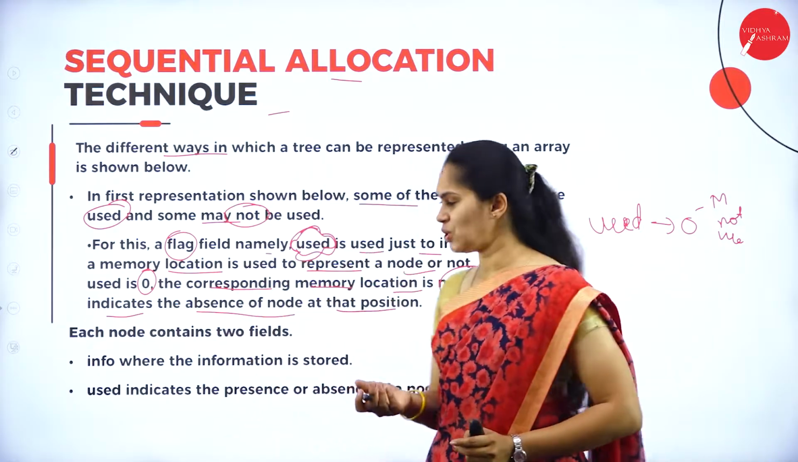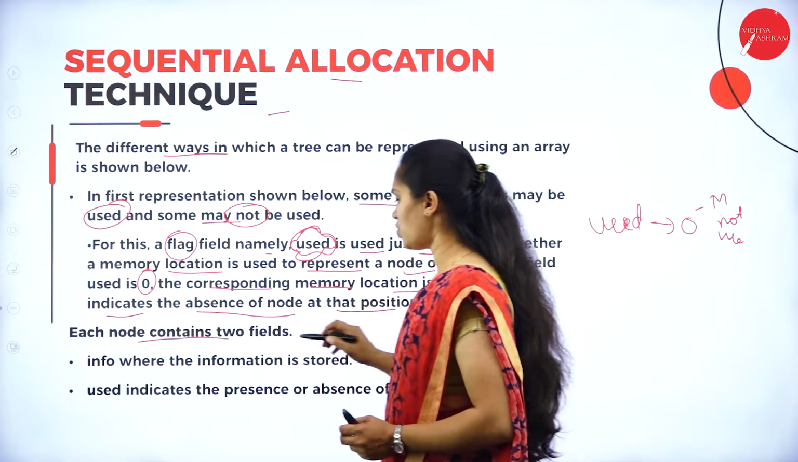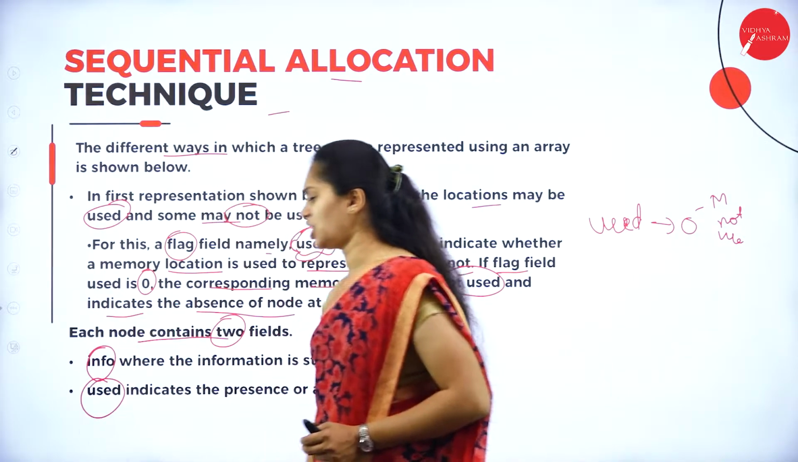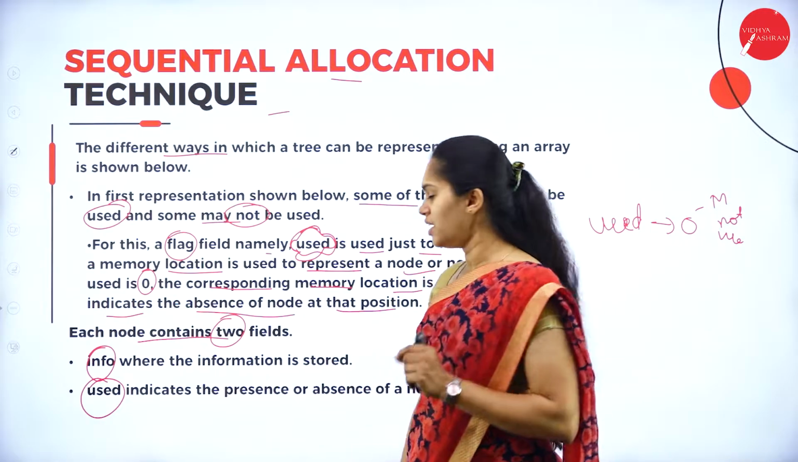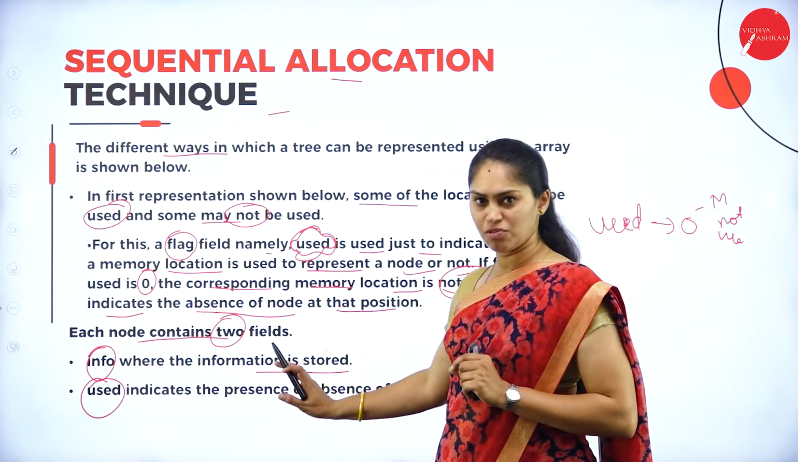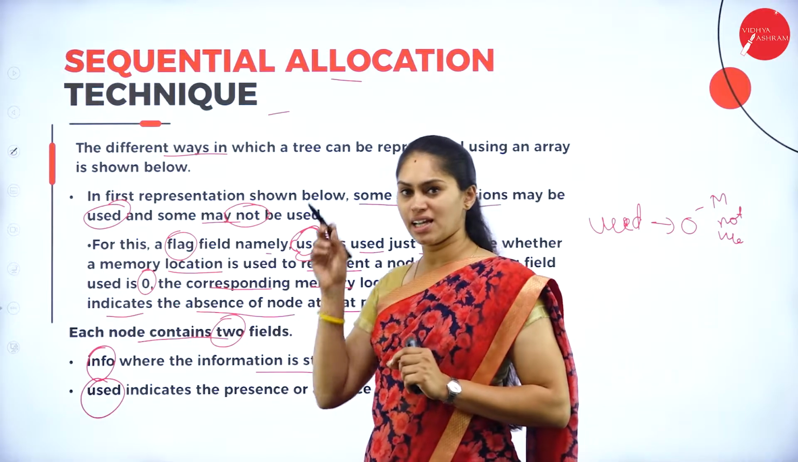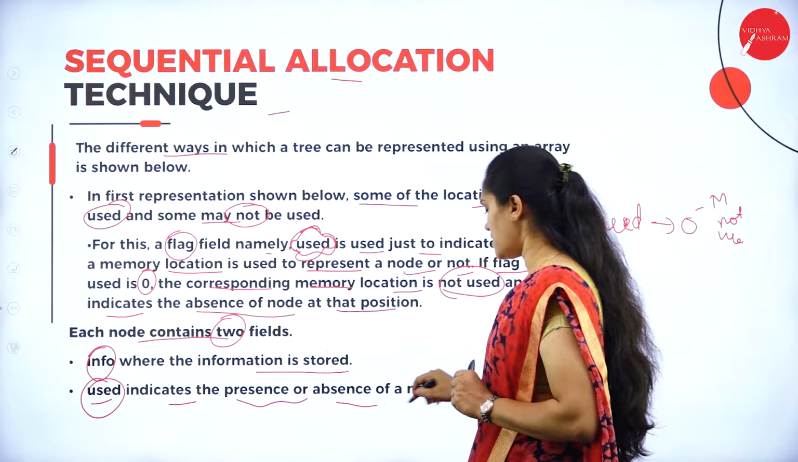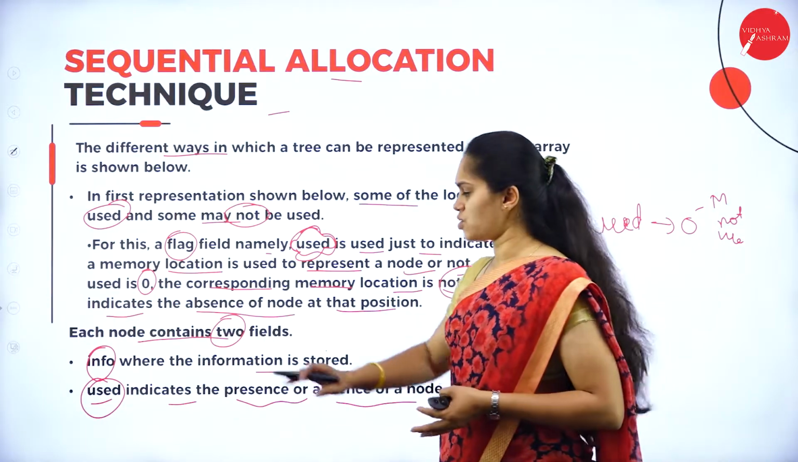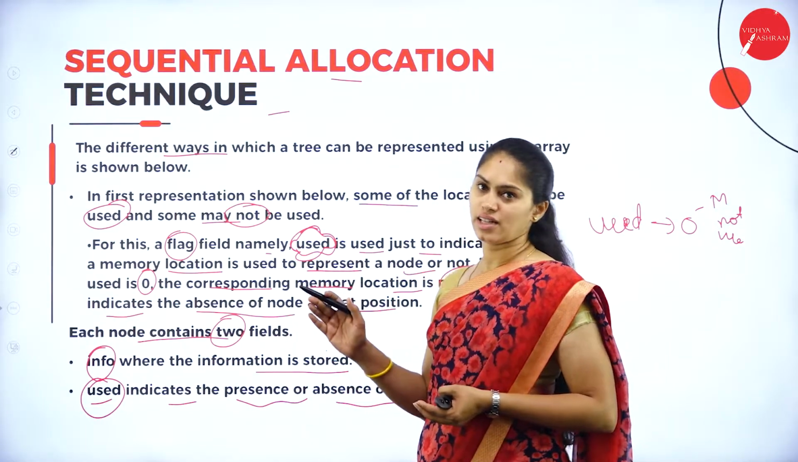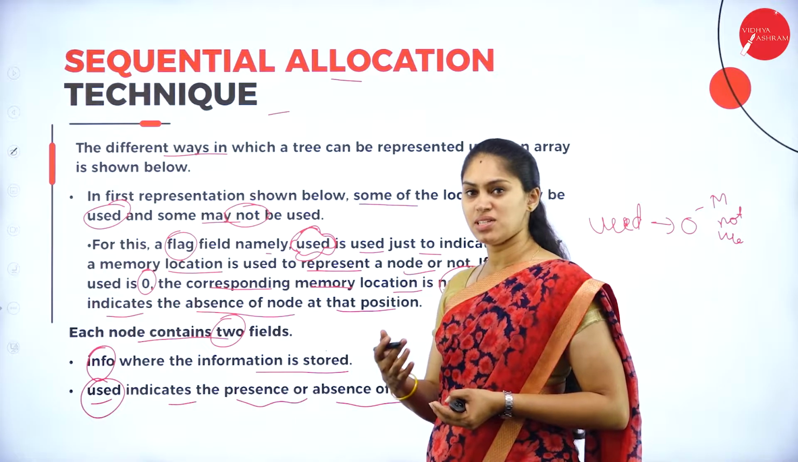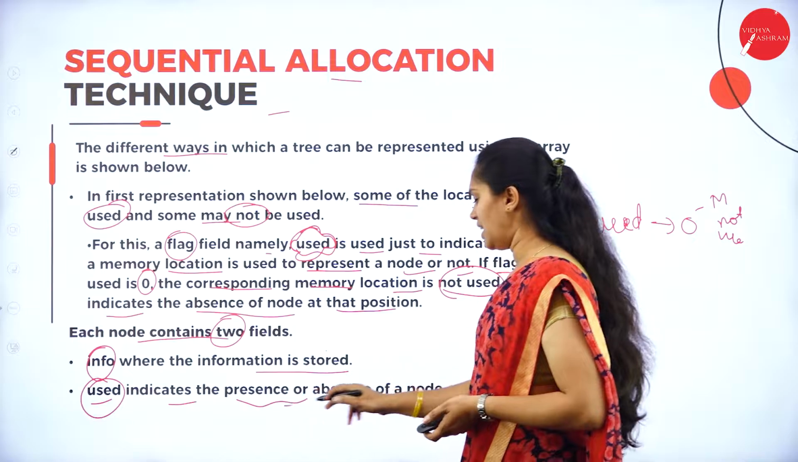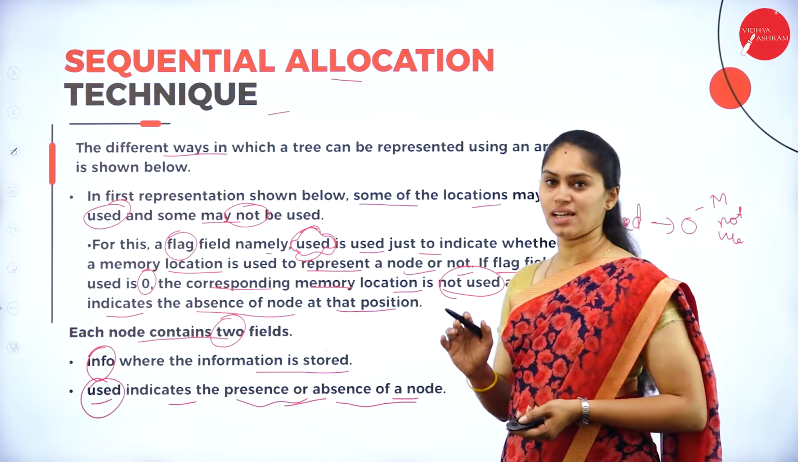And here each node contains two fields, one is info and another one is used. Info specifies the actual information that is stored in that particular root node or any node, and used is used to indicate the presence or absence of a node. So if used is 0, then there is no element, that is, absence of a node. If used is non-zero, then we can say that it is representing a node.